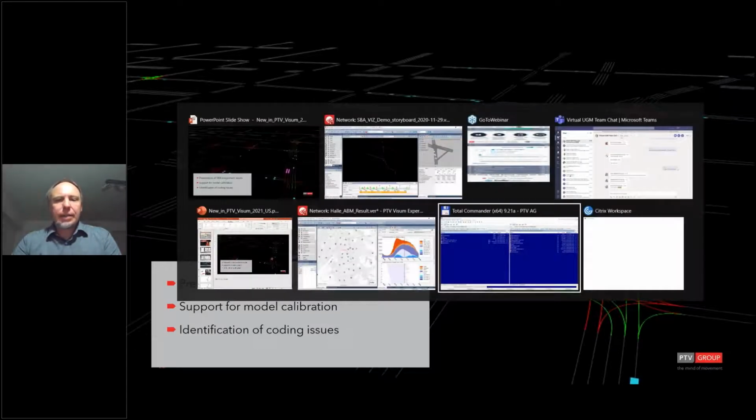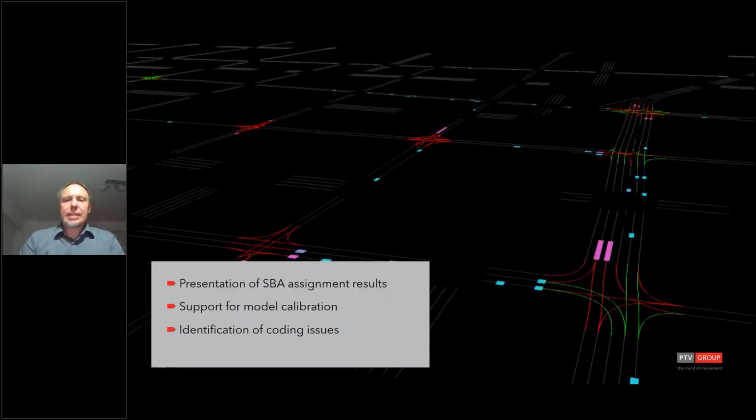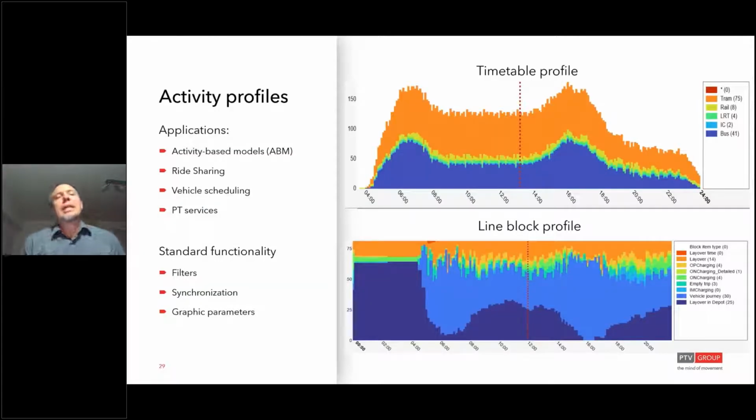Okay, I go on with the second new visualization tool that's more related to demand modeling and general modeling. We call it activity profiles. So it's a new view in Visum which lets you analyze data which changes over time. There's a set of different applications for that.